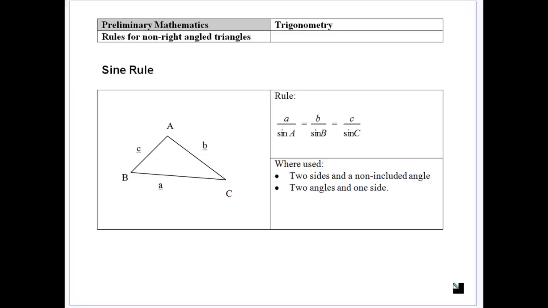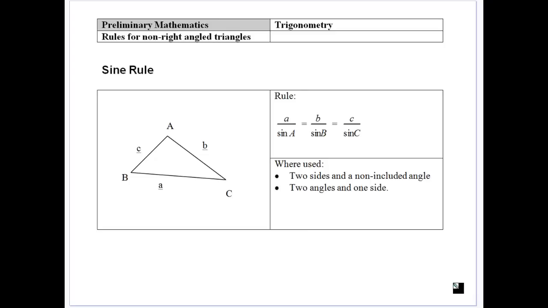Now we want to turn our attention to non-right angle triangles. Everything we've done so far has dealt with ratios in right angle triangles, but obviously we're not always going to face problems with right angle triangles. So what happens when we have non-right angle triangles?